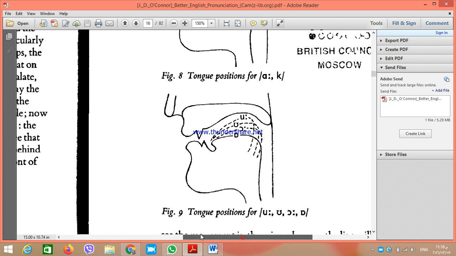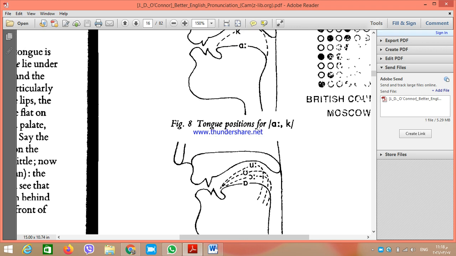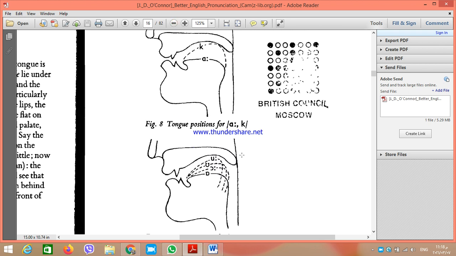Look at these. This is figure 8. Let me minimize it a little bit. Okay, this is the case where the back of the tongue is low, but when I say ka, ak, the back of the tongue will be here. Look, it's in touch with the soft palate. It is in touch with the soft palate.